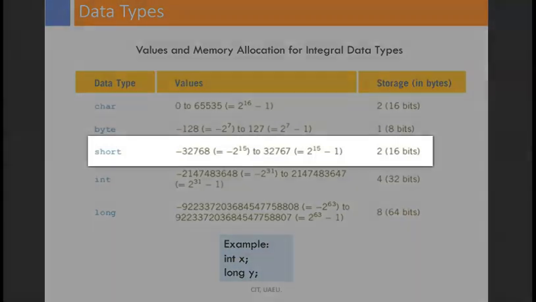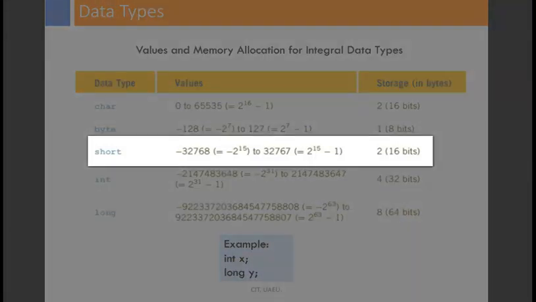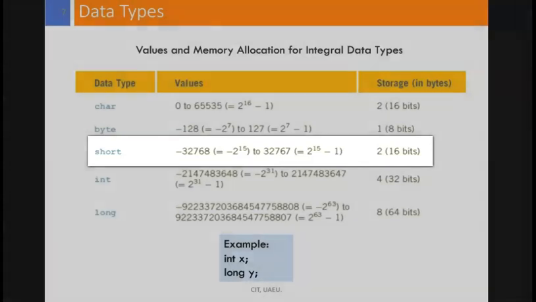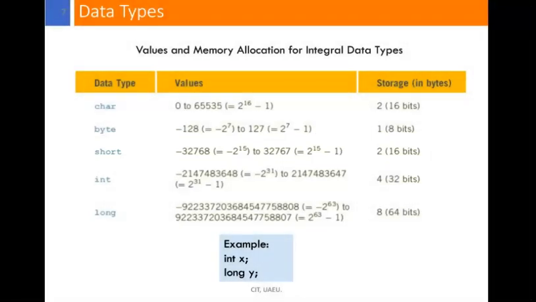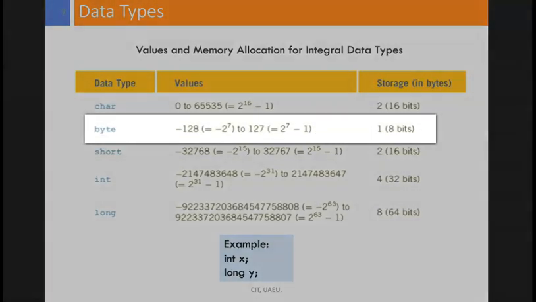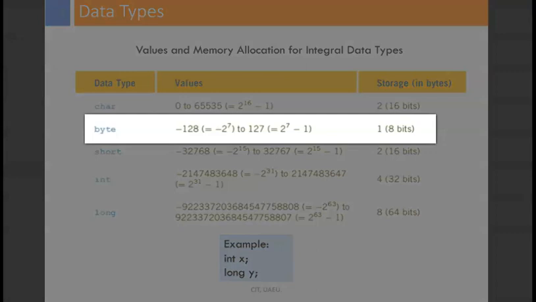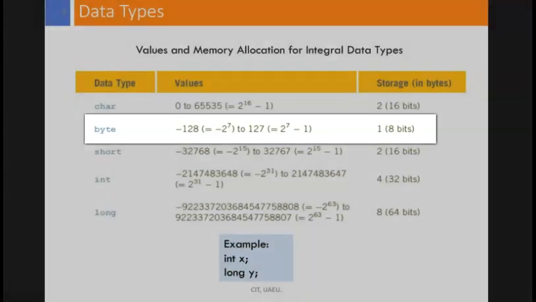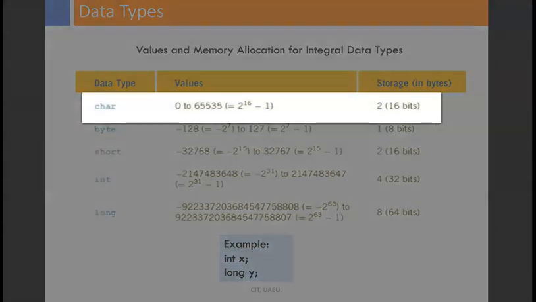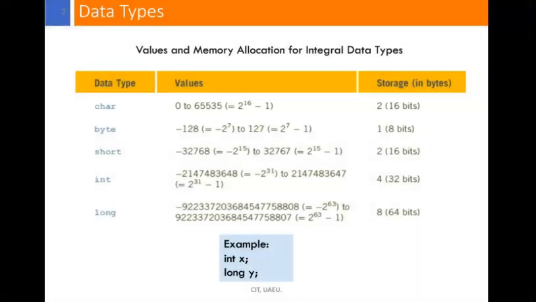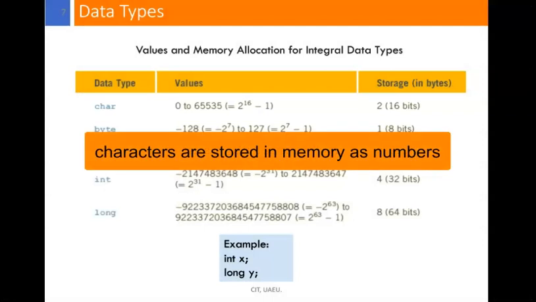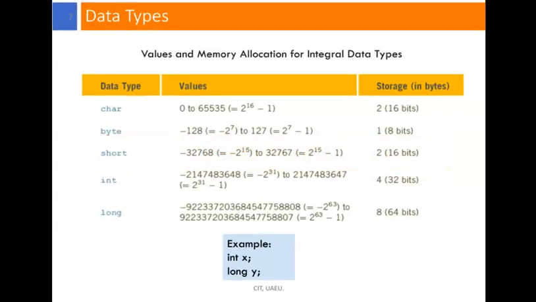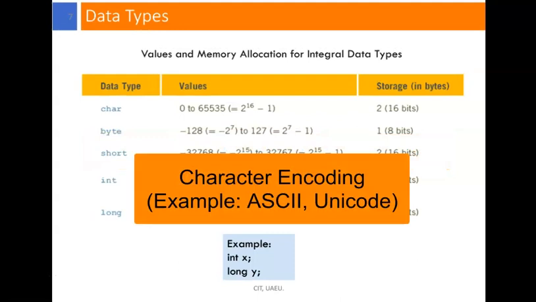The short, which has only 2 bytes of memory. So if you only need to handle small numbers, you can use short. There's also byte, which is just 1 byte of memory. And we have char, which is used to store characters. And the reason this is considered an integral data type is because every character is stored in memory as a number. This is called character encoding.